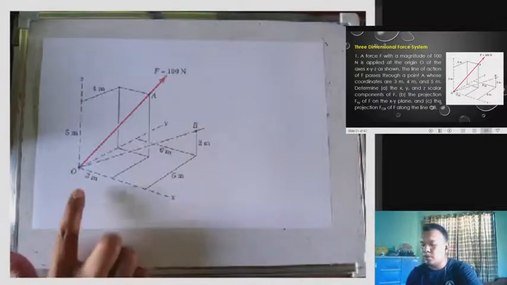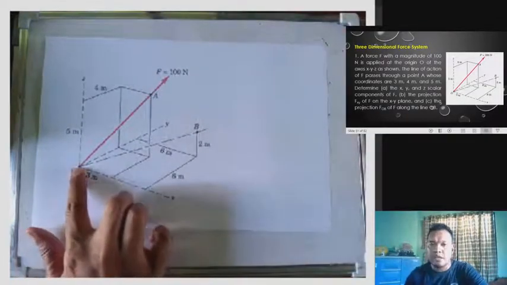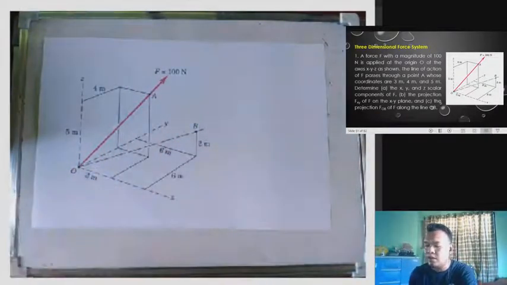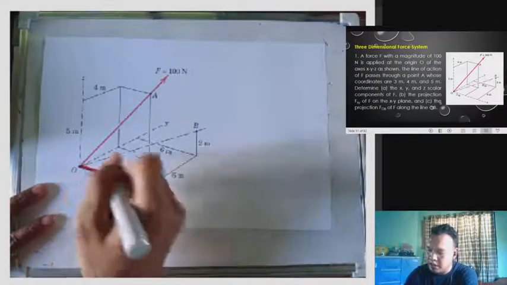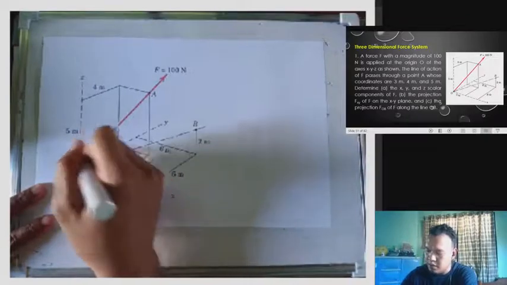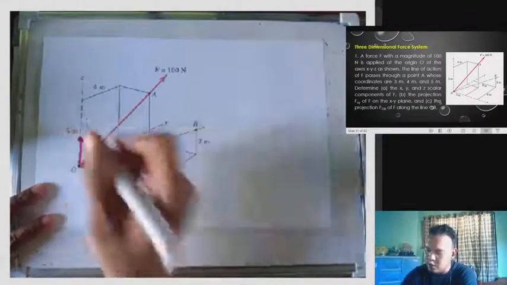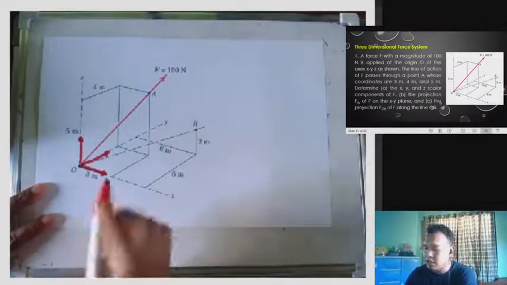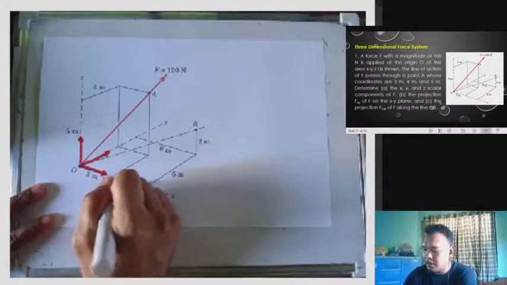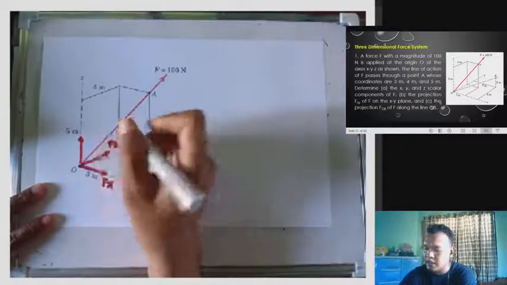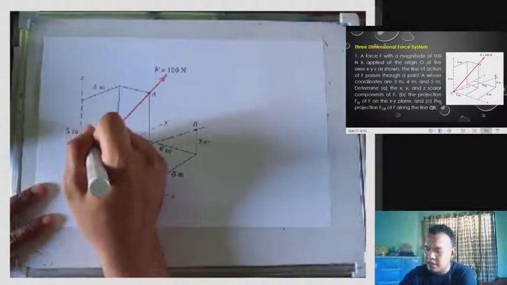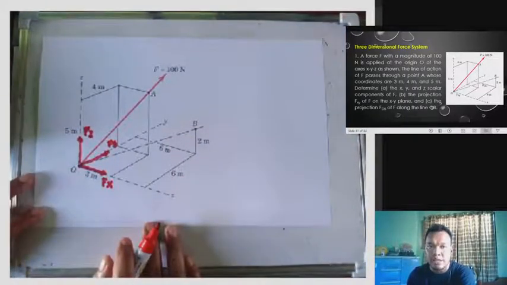So, to get the component, since I have line force OA, it will have a component, right? So, this is the component. So, that's the component. So, we have here the component Fx, because it is along the x-axis. Then here, Fy, because it is along the y-axis. And we have here Fz along the z-axis.